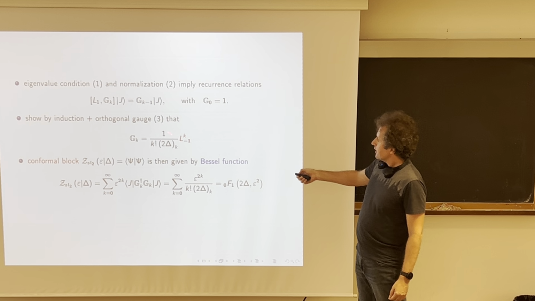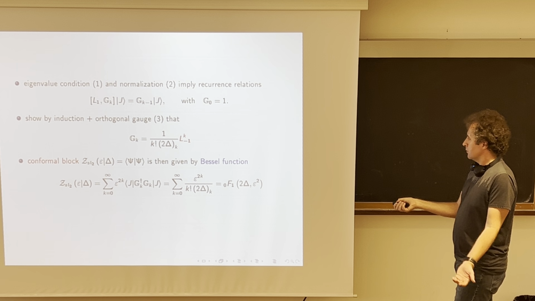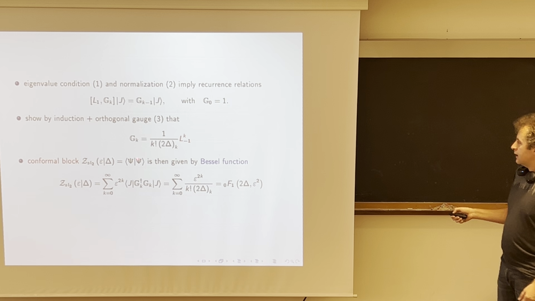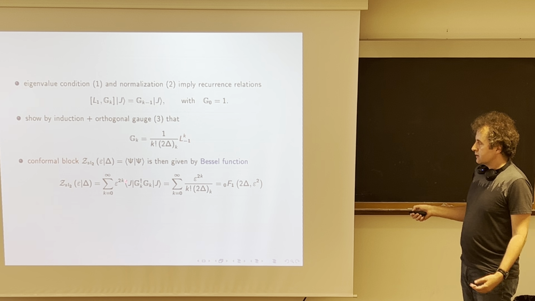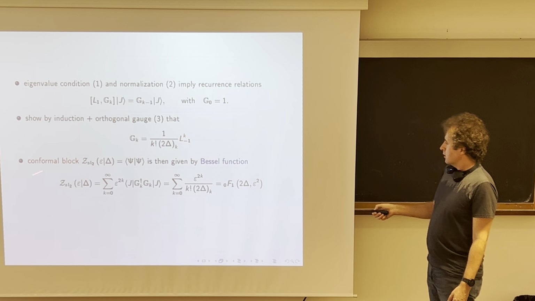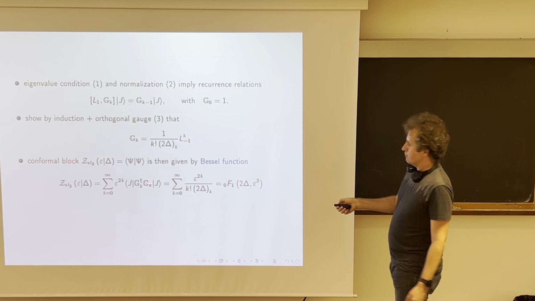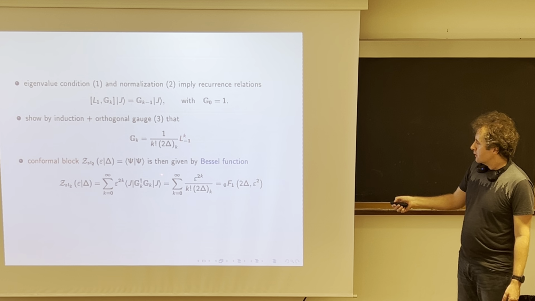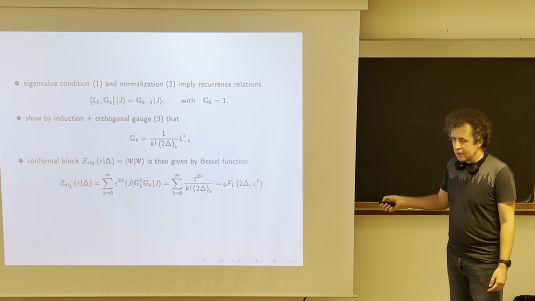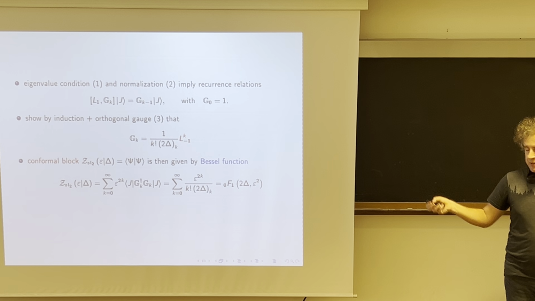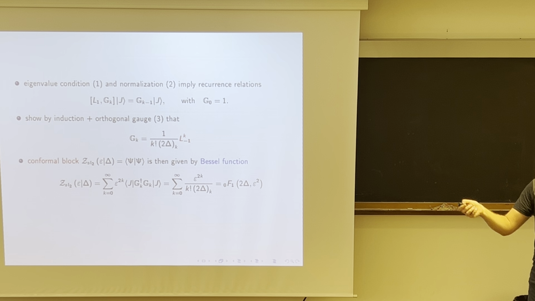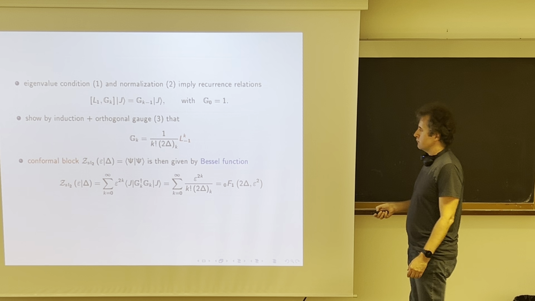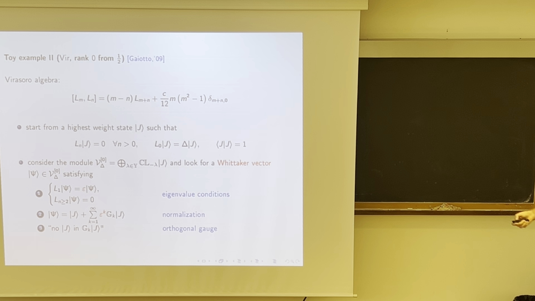Once we have this, we can define the conformal block of the SL2 algebra as the norm of this state psi. So we compute this norm. Here we just use the SL2 commutation relations, and we end up with an explicit series, which happens to be just the series for the Bessel function. So the Bessel function is the SL2 conformal block.